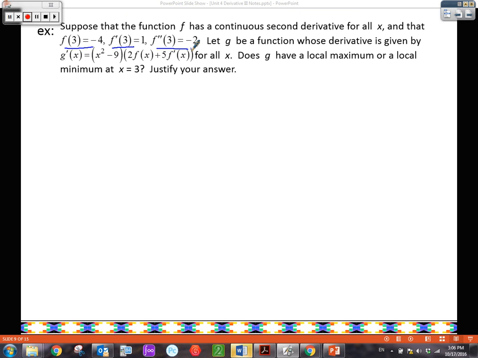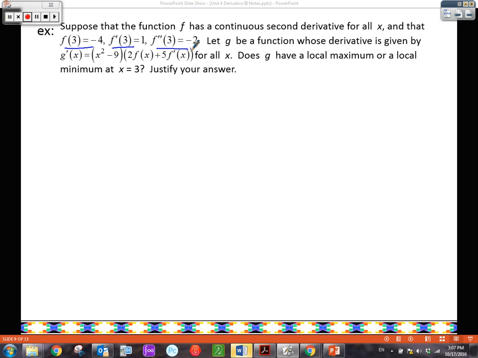So let g be a function whose derivative is given by, oh, that is great. Look at that. It's got an f inside of it. It's got like x squared. It's all jumbled together. Oh, it's fantastic, right? So some students might look at that and say, oh my gosh, I can't do this, but that's not us, right? We're going to say, this is great. We're going to keep going.